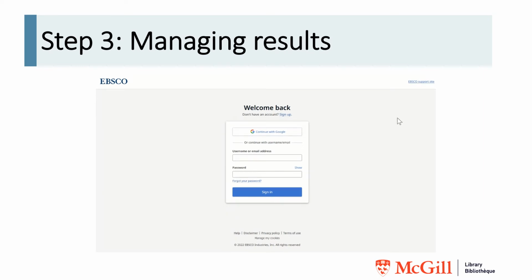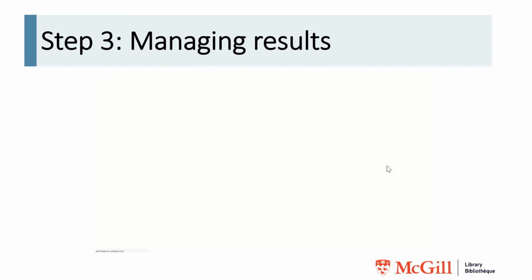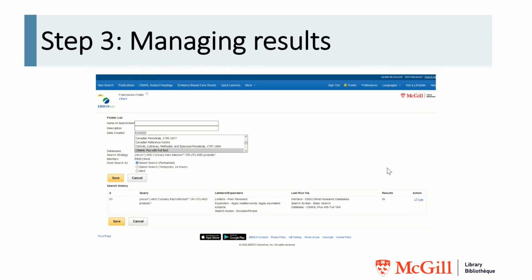If you don't already have an account, you would click on Sign Up, or if you want, you can continue with Google and follow the steps. I do have an account, so I'm going to type in my username and my password. And here you can create a name of the search. So call it probiotics for recurrent UTI. And I can save it.